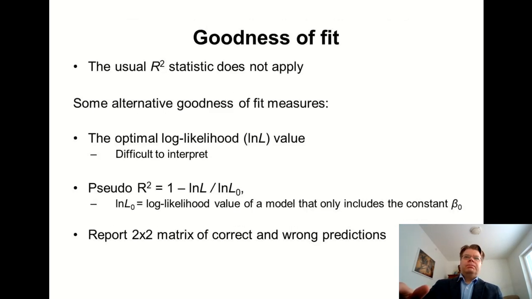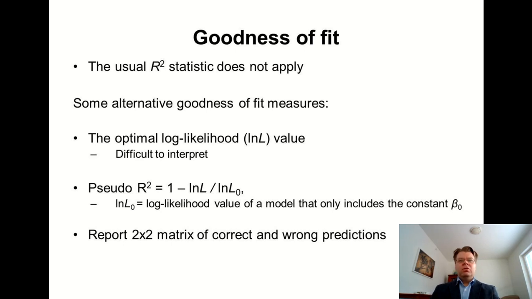So finally, then, what about the empirical fit? For example, if you look at this data output, you cannot even find the usual R-squared statistic, the coefficient of determination is the official name. Some alternatives, of course, we could use this optimal log likelihood function value. That's especially if we want to compare, for example, Probit versus Logit, but of course then this specific parameterization also matters. So in general, that's not really so easy to interpret when we have such a minus 133 or something. What does it really mean?